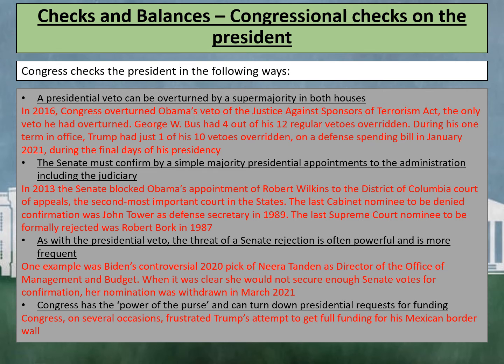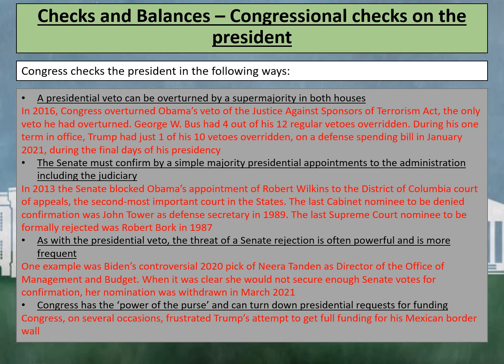In 2013, the Senate blocked Obama's appointment of Robert Wilkins to the District of Columbia Court of Appeals, the second most important court in the states. The last cabinet nominee to be denied confirmation was John Tower as Defense Secretary in 1989. The last Supreme Court nominee to be formally rejected was Robert Bork in 1987.